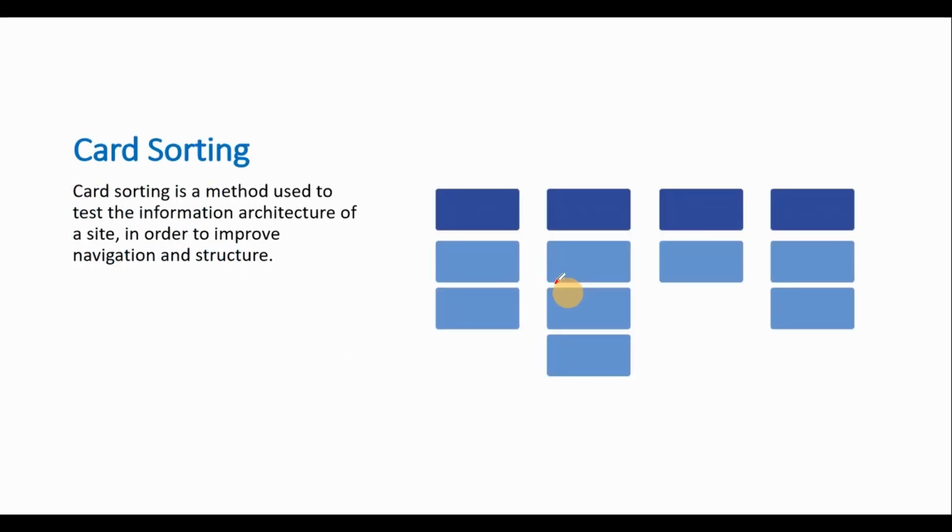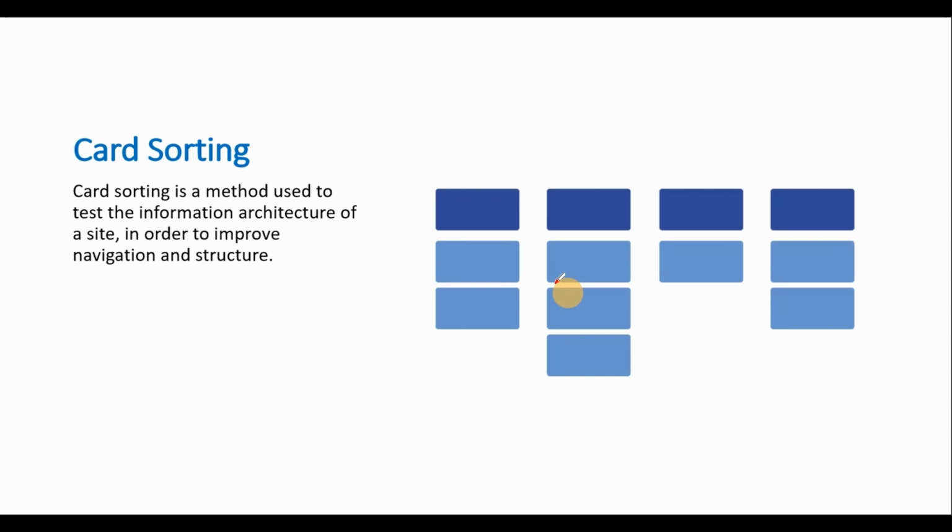So we'll go to card sorting. Card sorting is a method used to test the information architecture of a site in order to improve navigation and structure. Card sorting is a type of testing where users will organize cards together into groups which seem the most logical to them. This allows us to gain insight into how the user expects information to be grouped in our product, which is useful when designing any form of navigation.